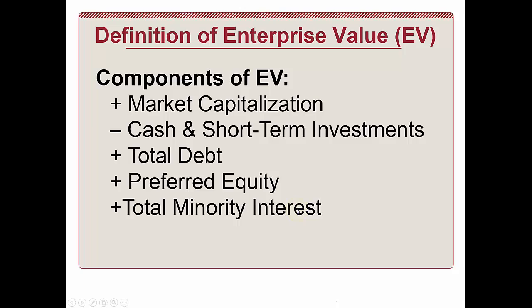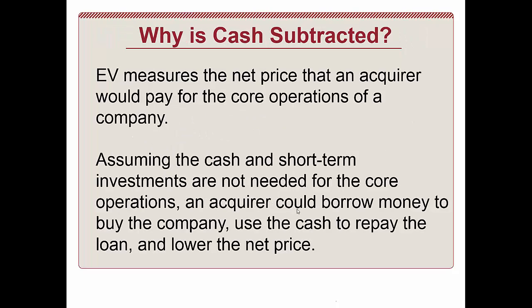Here are some of the complications associated with this, and I want you to understand the concepts of why we're either adding or subtracting some of these. First, why is cash subtracted?